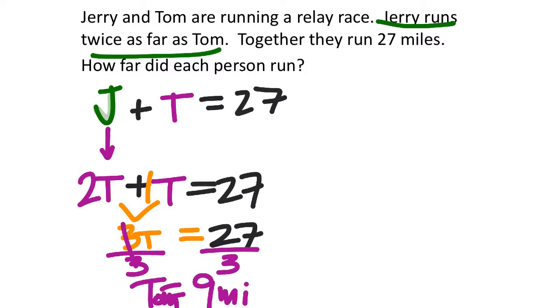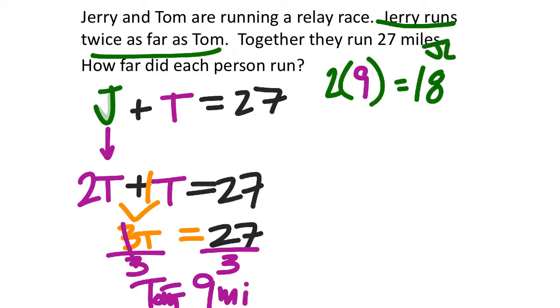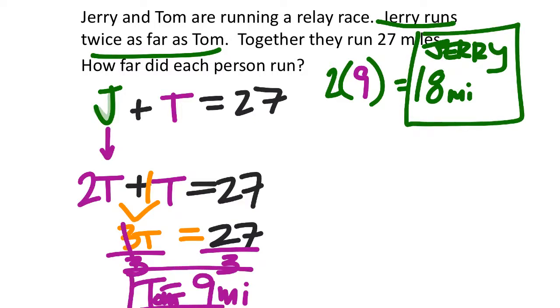Now, Jerry should have ran twice as far as Tom. Well, if Tom ran 9 miles, we're going to take 2 of those for Jerry. 2 times 9 is 18. So for Jerry, we're going to get 18 miles here. So there's one answer, there's the other. But let's just double check again. So does 18 plus 9 equal the 27? Yes, it does. And is 18 2 times as far as 9? Yes, that is also true. So both conditions have been met, and we know this is correct.